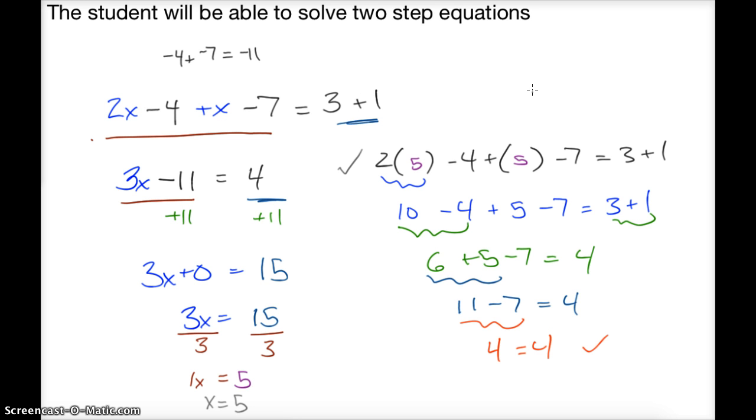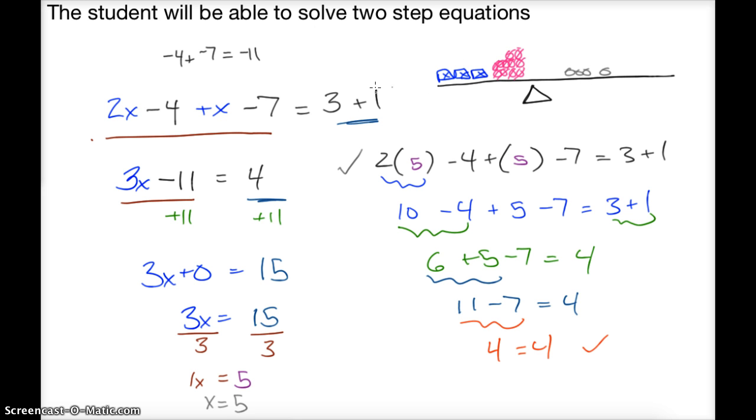Before we try another one, let's take a look if we had to draw this as a quick model. All I would say is 2x: I have an x, I have an x, and I have another x right here. Minus 4, minus 7, and that gives me negative 11: 1, 2, 3, 4, 1, 2, 3, 4, 5, 6, 7. And then on this side, it's 3 plus 1. 1, 2, 3 plus 1 gives me 4.